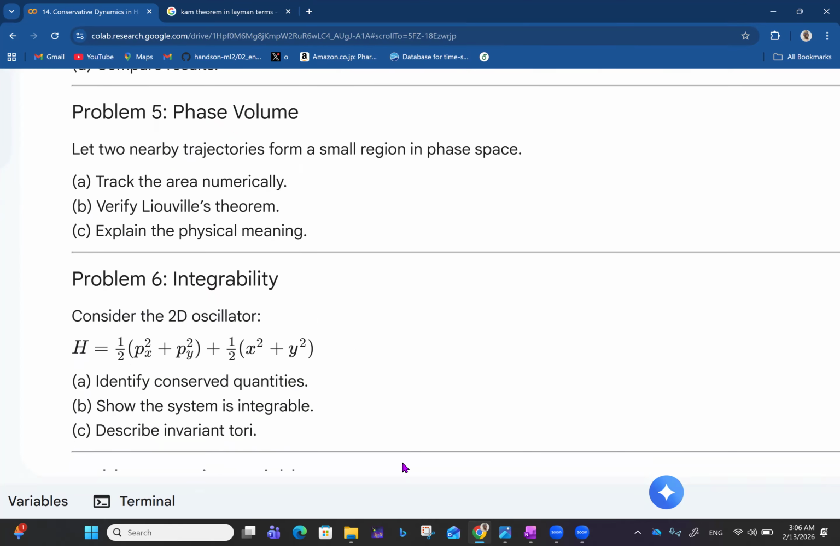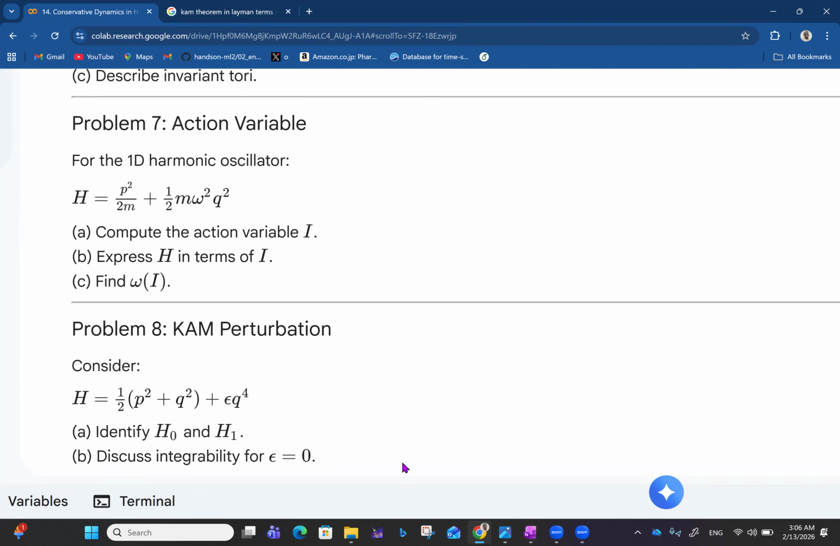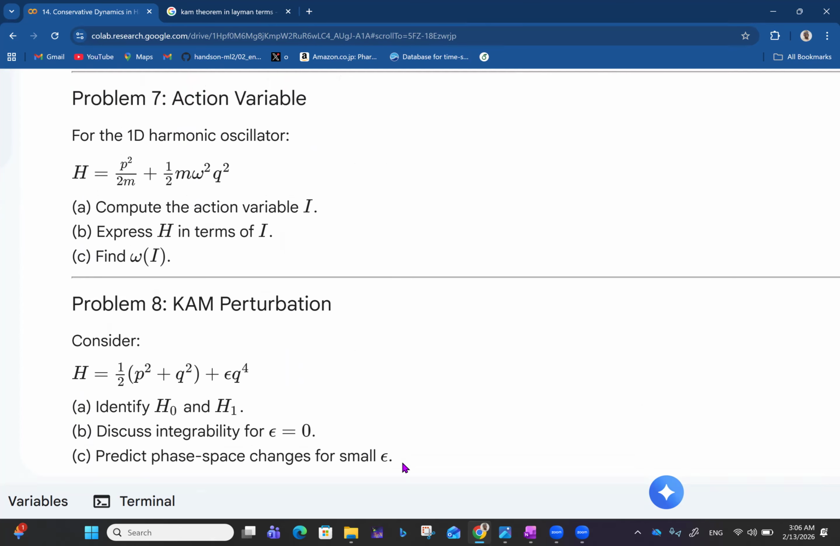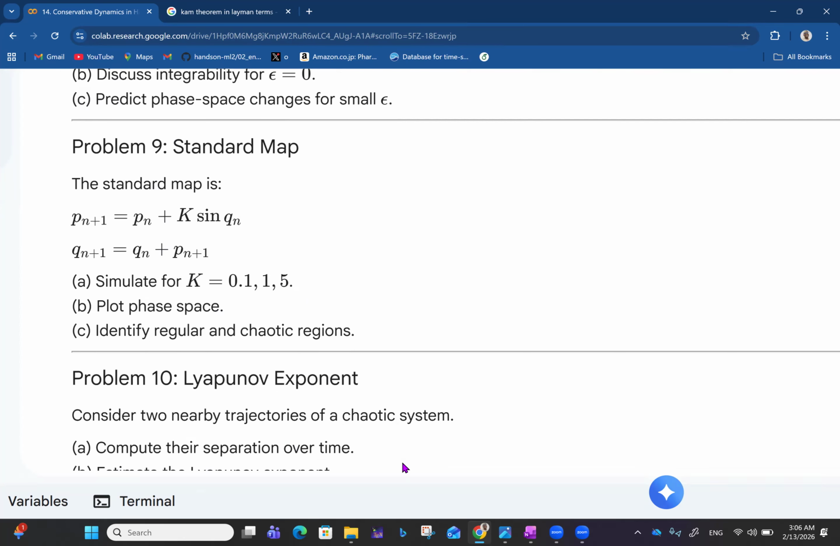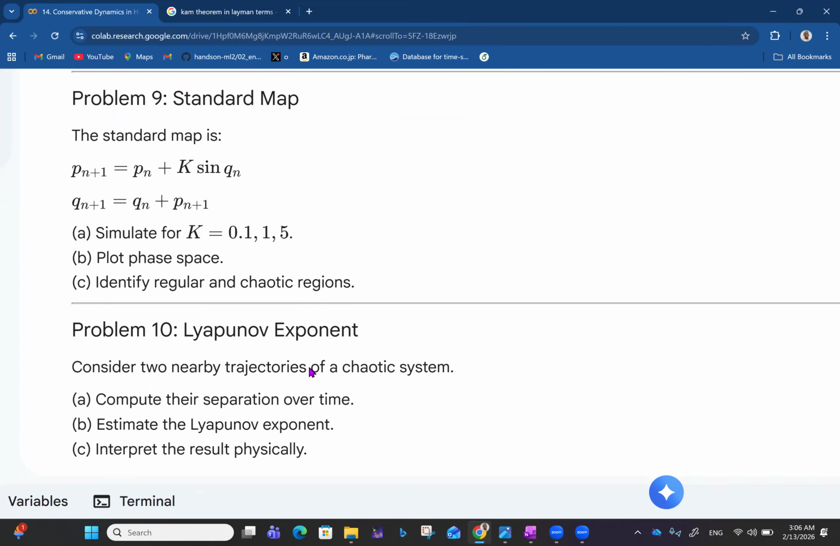For 5 and 6, we have phase volume and integrability. For 7 and 8, we have action variable and KAM perturbation. For 9 and 10, we have the standard map, just like all these ones I was showing before. And then we have Lyapunov exponents. Consider two nearby trajectories of a chaotic system. If you try your hands on this and you're able to get it, you can let me know, so I might be able to try solving it and maybe make another video to solve this for you to see how that works.